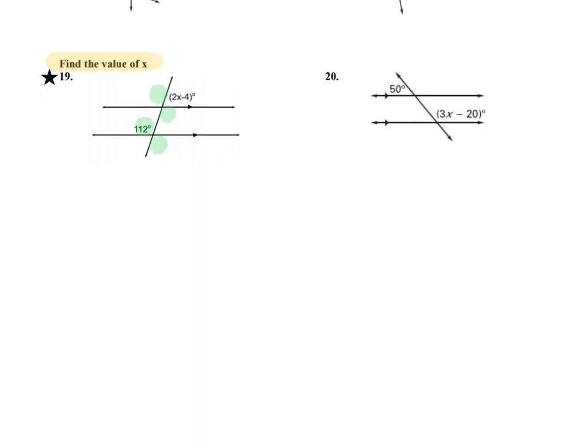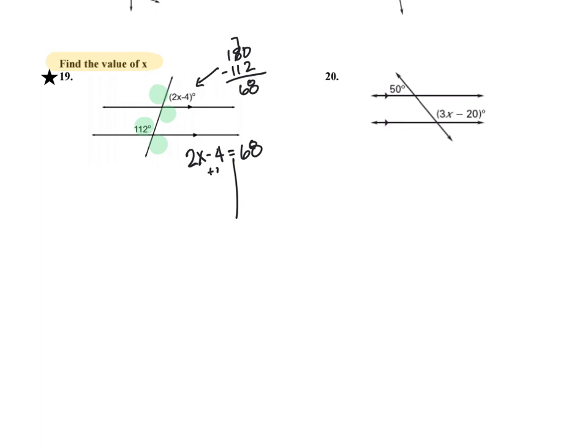So we shade all of the corner angles there, and it turns out we can see that the 2x minus 4 is not shaded. So that tells us that that angle right there has to be 180 minus 112. It has to be the supplement angle. That angle has to be 68 degrees. So for this problem, I have 2x minus 4 equal to 68.